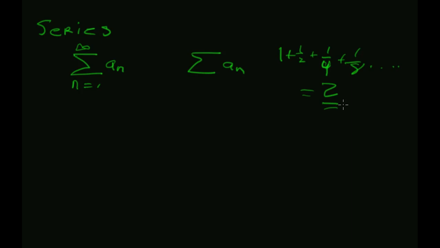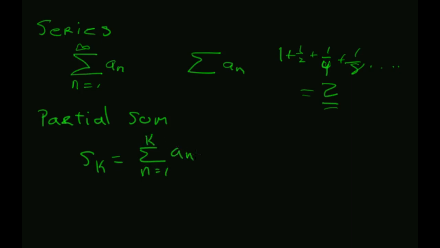So this is a simple idea of this, but in order to get at this, we actually have to give some more substantial definitions. The first definition that we need is what's called a partial sum. When you have a partial sum, the kth partial sum is the sum from n equals 1 to k of the elements in the sequence.